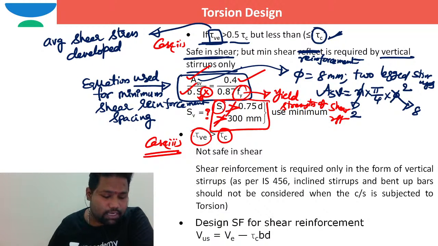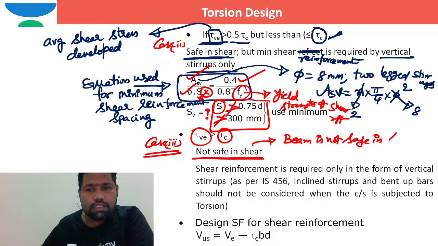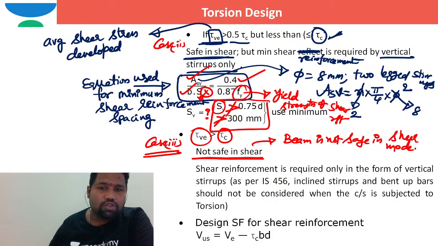In such a case, what is the conclusion that we can go for? The conclusion is that it is not safe in shear. So the cross section, I mean the beam, is not safe in shear. Beam is not safe in which mode? In shear mode. So in such a case, I need to design the shear reinforcement definitely. Shear reinforcement design is required.